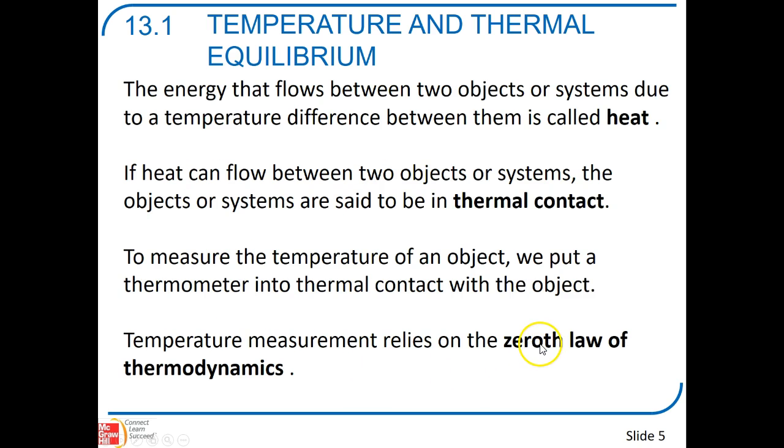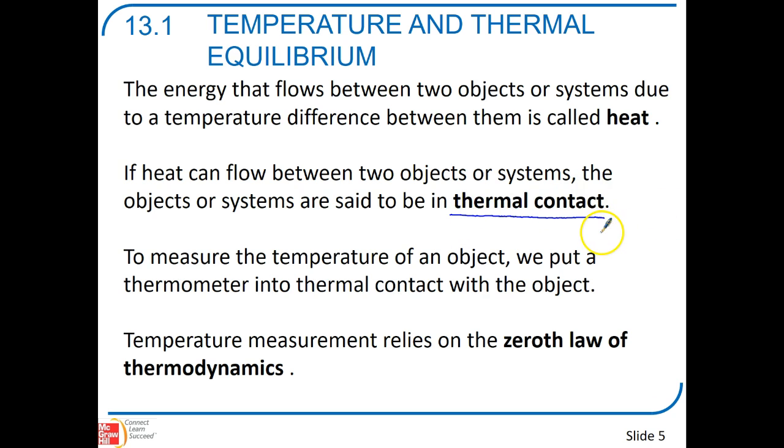The energy that flows between a couple of different objects is called heat. So heat is not the same thing as temperature. Temperature is just a measure of the amount of energy that is contained within a certain object. And heat is the flow of energy between a couple of different objects that have a temperature difference. If we have heat flowing between two objects or two different systems, we say that those two things are in thermal contact.